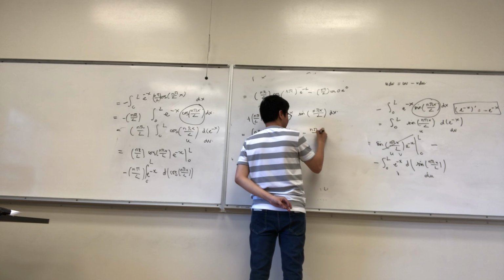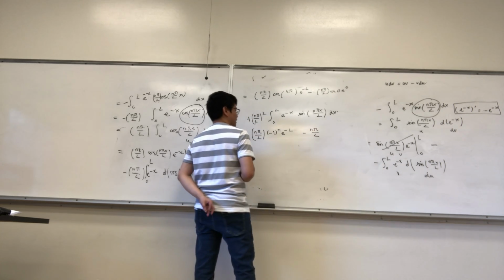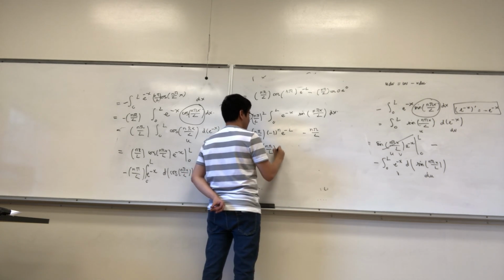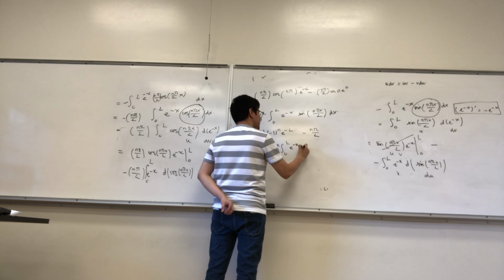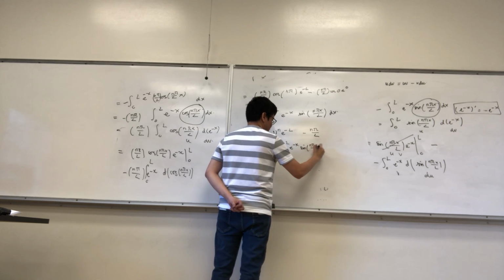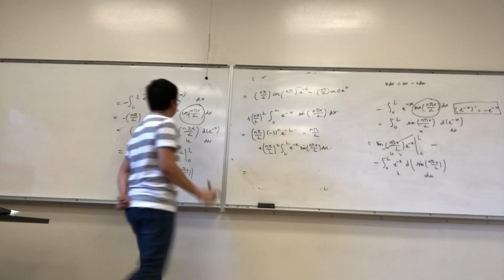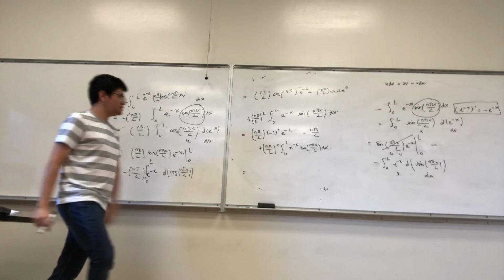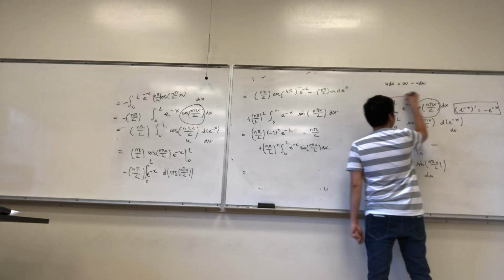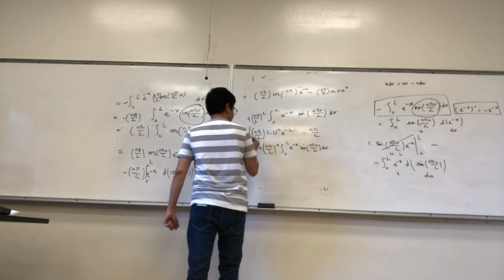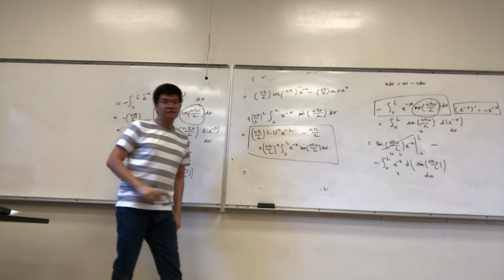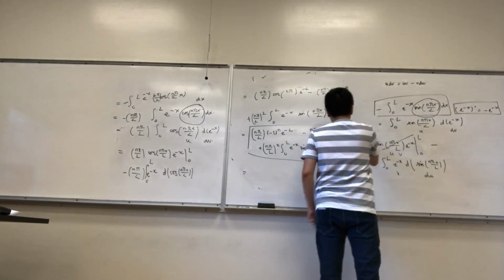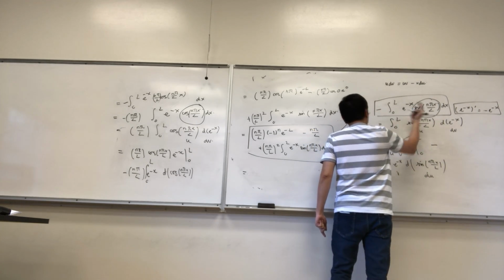So I have n pi over L, all right? And this guy, I have n pi over L squared integral from 0 to L, e to the power minus x, sine of n pi x over L dx, right? And this is equal to the original term. So this guy is equal to this guy. You see that here you have e to the power minus x times sine, and here you have e to the power minus x times sine.